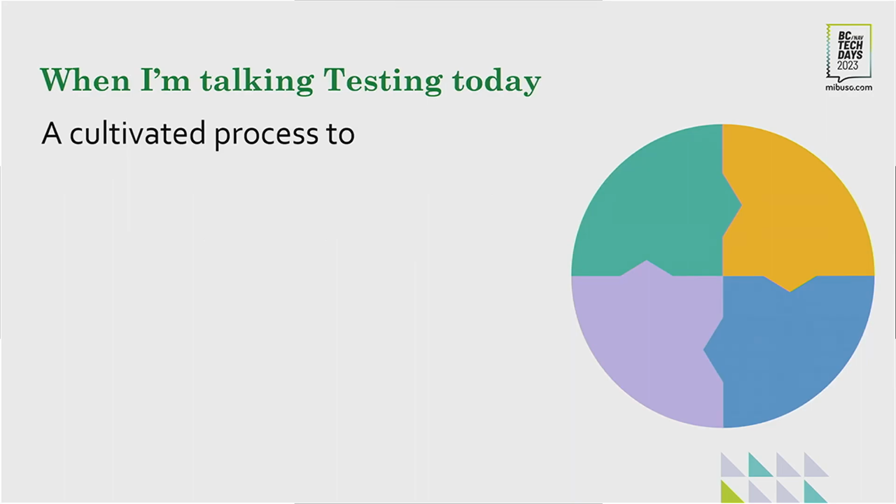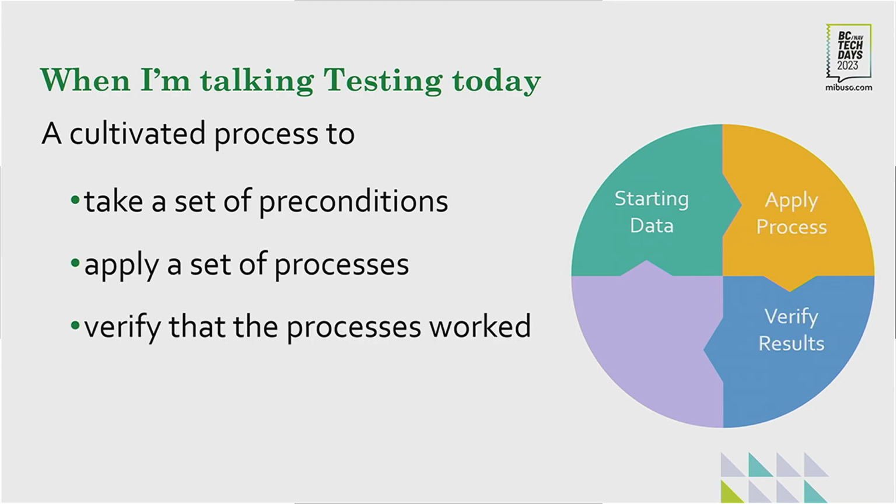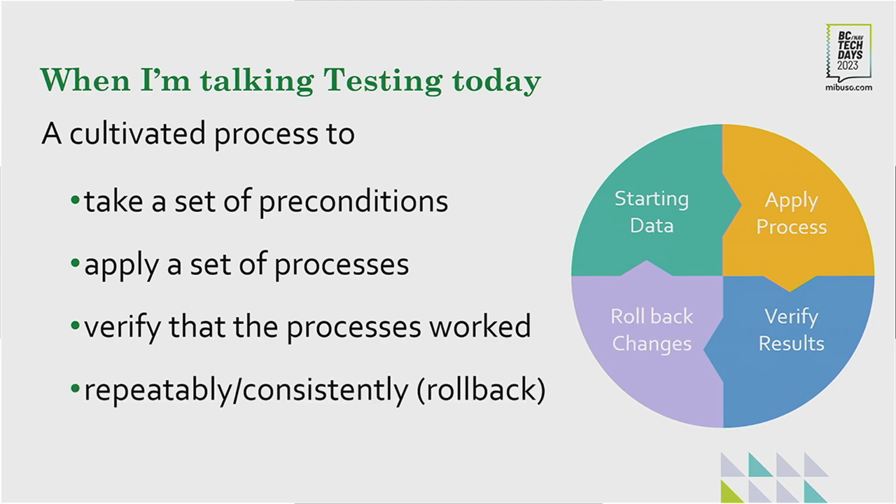But when I'm talking about testability today, this is a cultivated process to take a set of preconditions, your starting data. You are going to apply a set of processes, verify that the process worked, and then you want to be able to repeatably do things. You want to be able to have those changes roll back. Now, if you're using the AL testing tools, most of this is handled for you, at least on the rollback side, by the test runners themselves. Pretty straightforward, and it's good stuff.